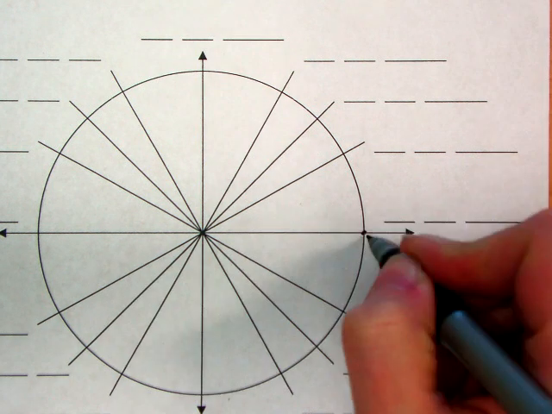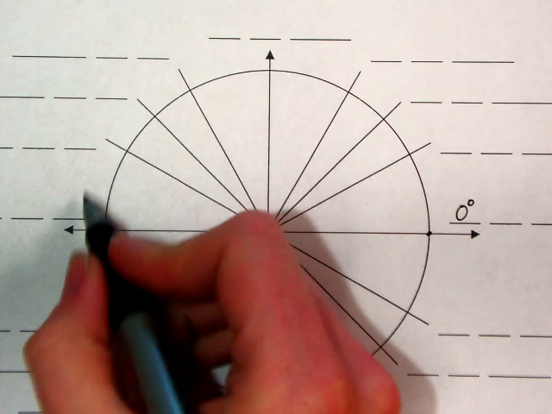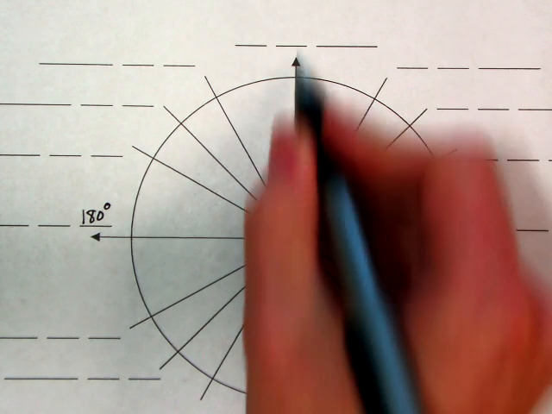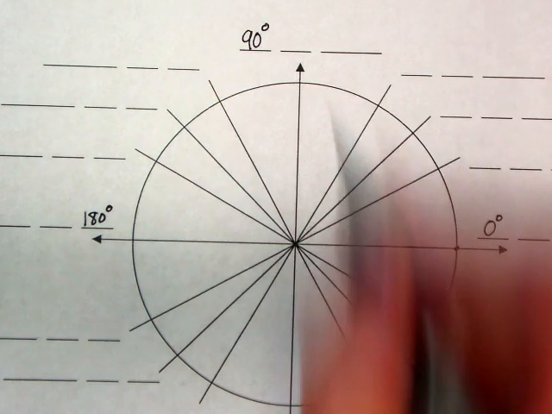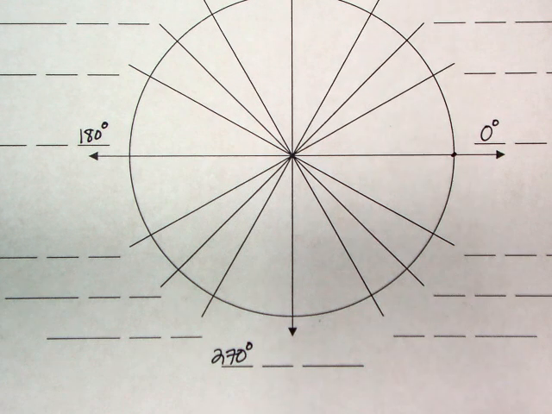Here, I haven't moved any, so this would be 0 degrees. To go all the way over would be 180. And then to split the difference, straight up would be 90 degrees, and straight down would be 270.